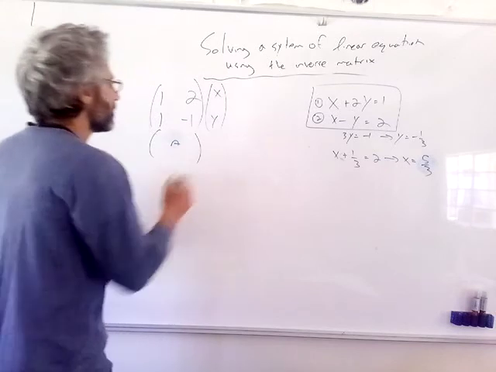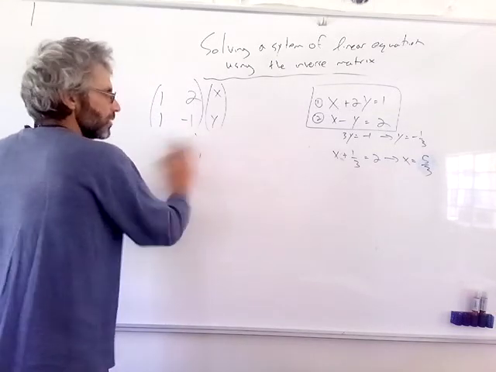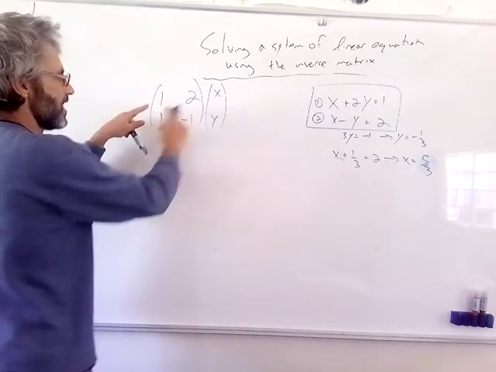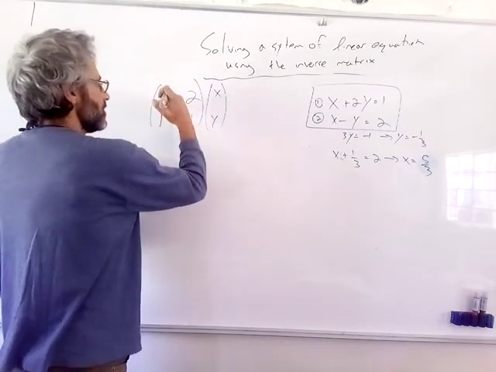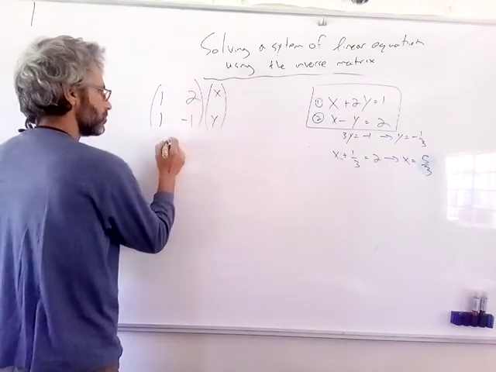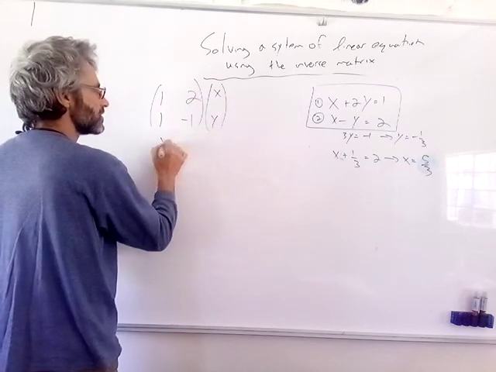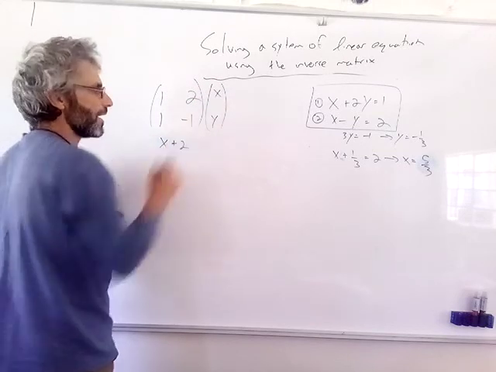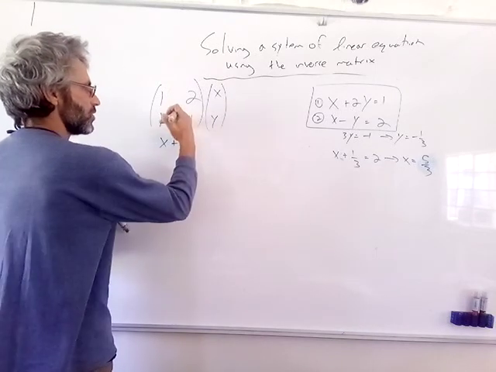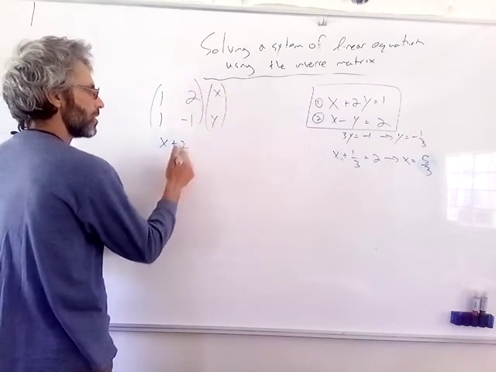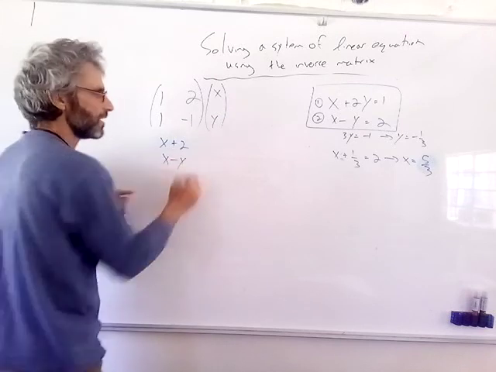Now check out what happens if I do that. I'm going to multiply a matrix times another matrix, so it's going to be row times column. It's going to be 1x, which is x, plus 2y, right? Over here, what's that going to be? 1 times x plus 1 times minus y will be x minus y. Can you see what you're getting?